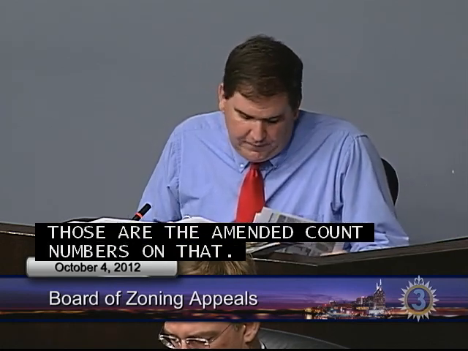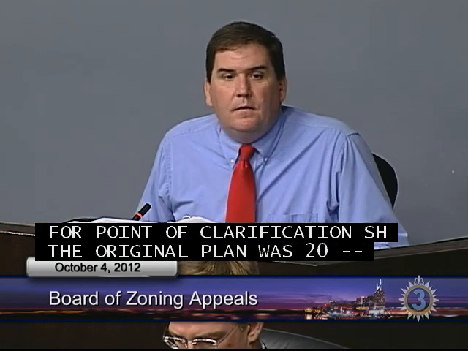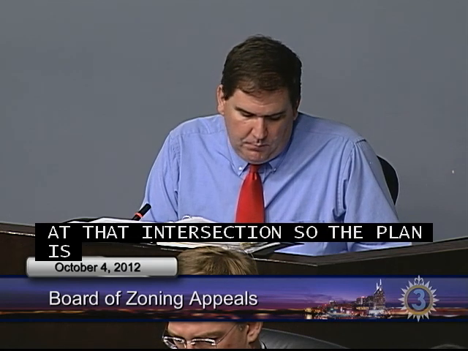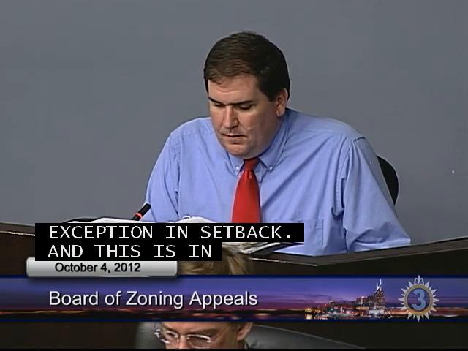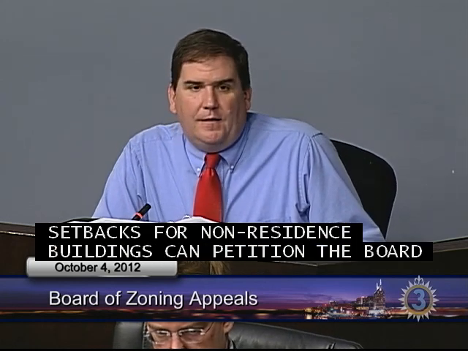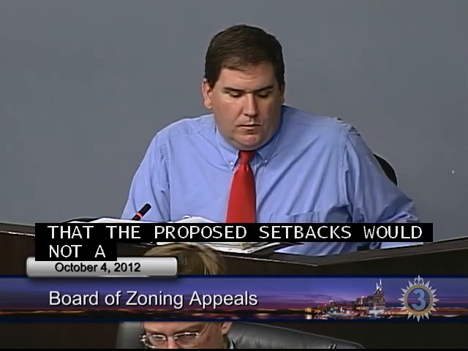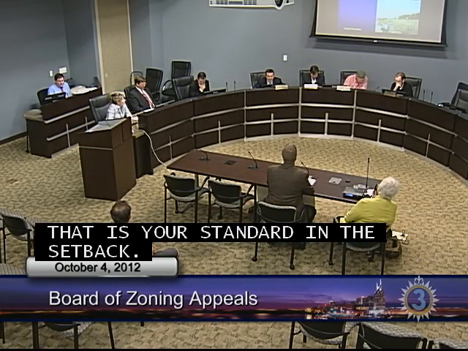For point of clarification, the original plan was requesting to be 0 from both at that intersection. So the plan is more compliant, but needs the board's approval for special exception and setback. Again, this is in the UZO, and setbacks for non-residence buildings can petition the board not by a variance standard, but by a special exception standard, that the proposed setbacks would not adversely affect adjoining properties nor detract from a strong pedestrian-friendly streetscape. That is your standard in the setback. So, okay, with that, I'll turn it over to the applicant at this time.